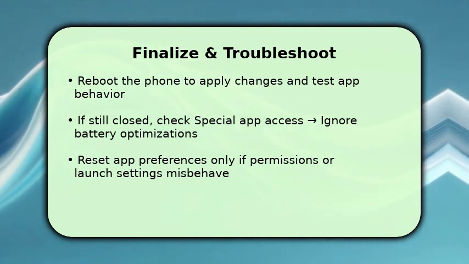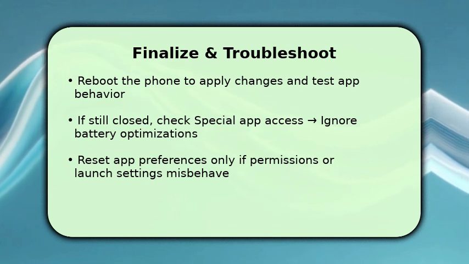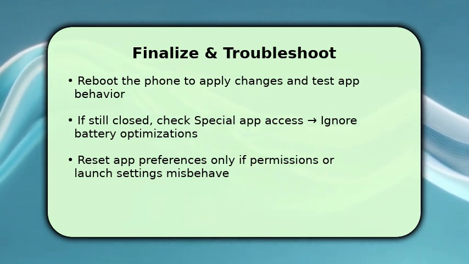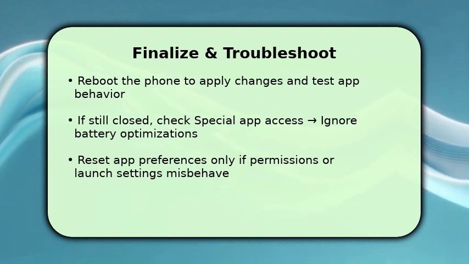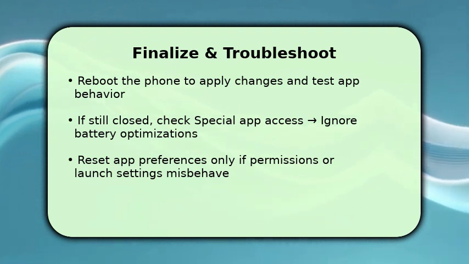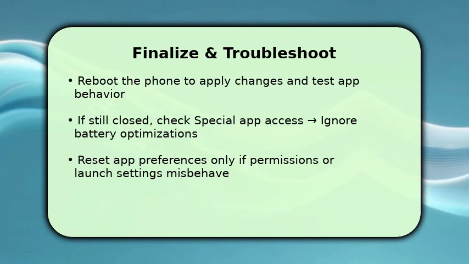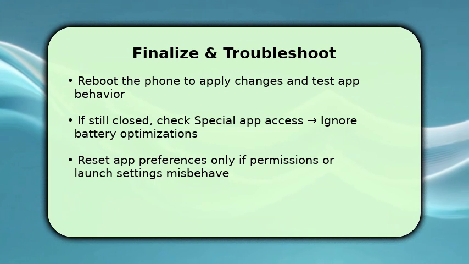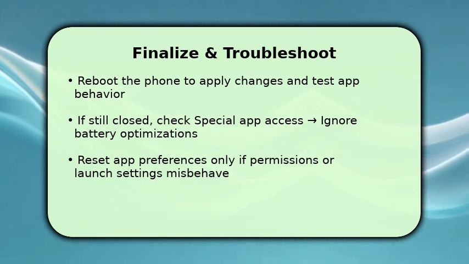If the app still gets stopped, revisit Settings, then Apps, then Special access, then Ignore battery optimizations, and explicitly add the app there. Make sure app permissions and auto start are enabled. If things are inconsistent, reset app preferences rather than clearing data to avoid losing saved content.